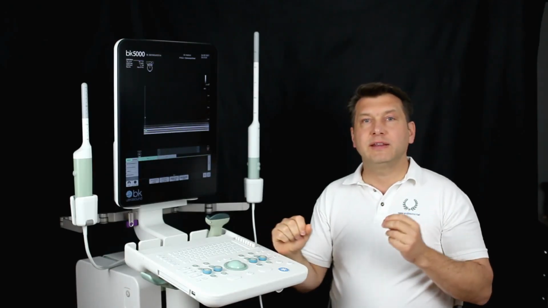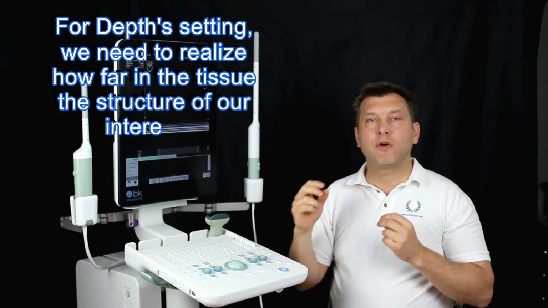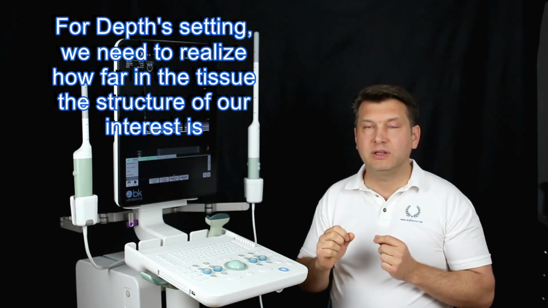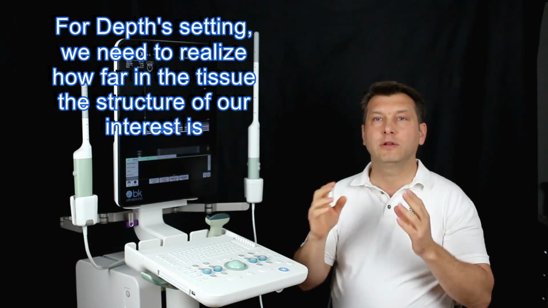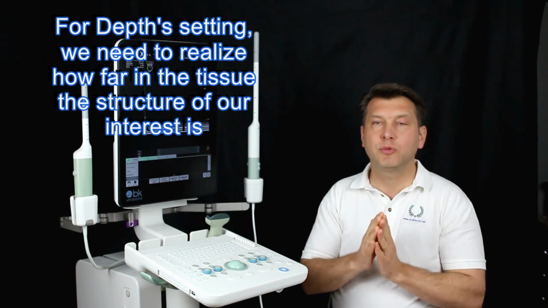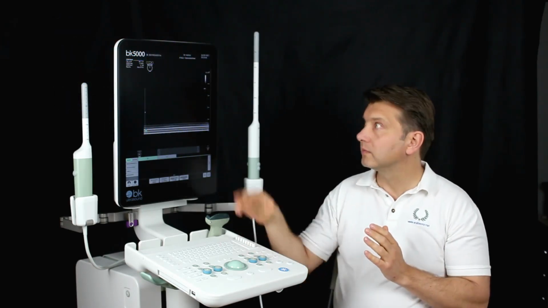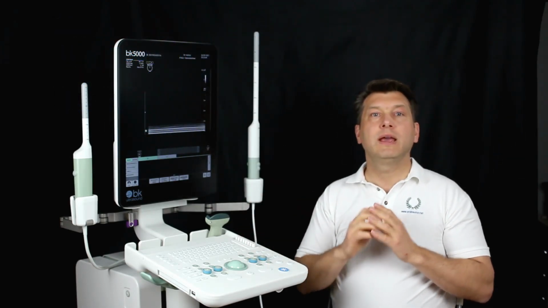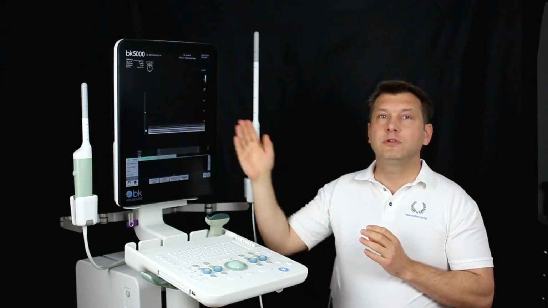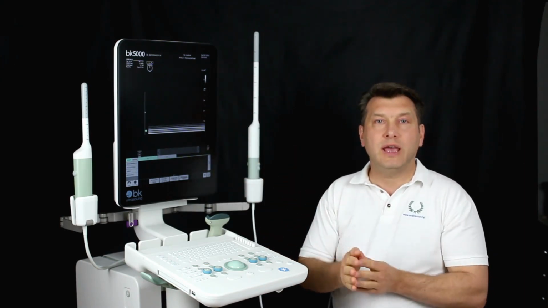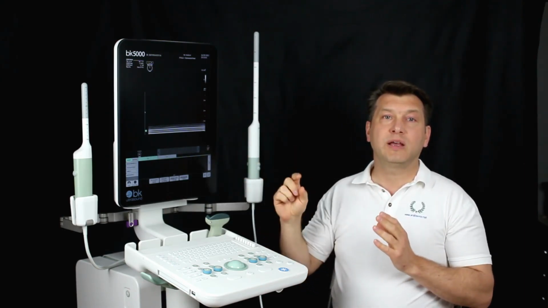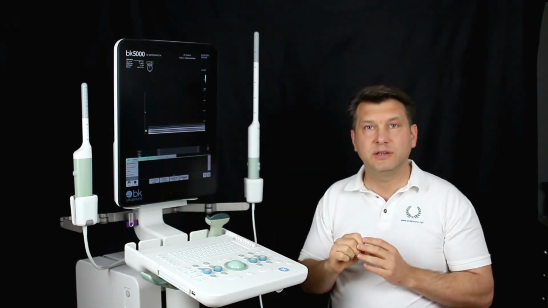For depth settings, we need to realize how far into the tissue we want to see. That means how far the structures examined are from the probe center. It's meaningless to set the depth to 10 centimeters and try to examine the sphincter muscle, which is just 1 or 2 centimeters away.